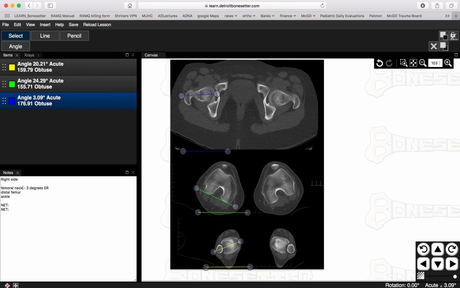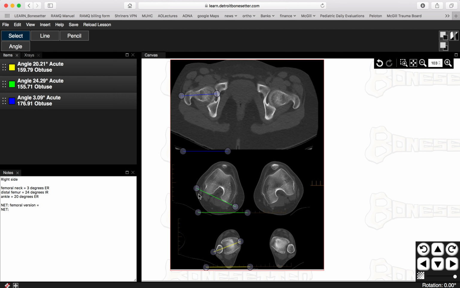The distal femur is in green, that's 24 degrees, and that's internally rotated. At the ankle, in yellow, it's 20 degrees, externally rotated. So the net, the femoral version, okay, for this patient, the way I think of it is I have to rotate the femurs so that the femoral condyles are flat to the floor.